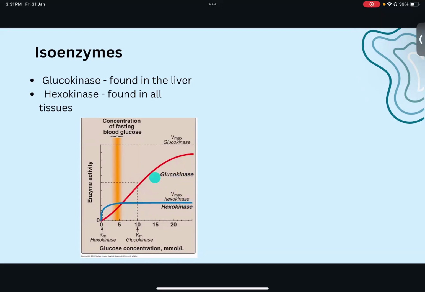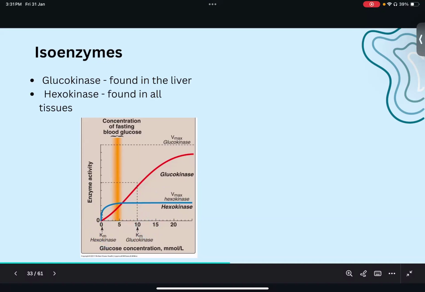You can see the difference between glucokinase and hexokinase in this graph, which measures enzyme activity over glucose concentration. You can see that the Vmax of glucokinase is much higher than the Vmax of hexokinase. And for the Km, we said the Km is at half the Vmax. So you go to half the Vmax on the y-axis, draw a line parallel to the x-axis, and then go down, and you see that the Km for glucokinase is higher than the Km for hexokinase. Hexokinase has a Km of 0 and glucokinase has a Km of 10.